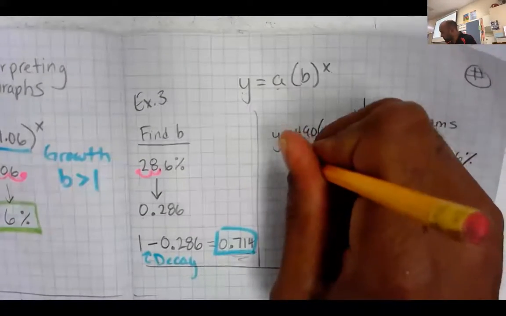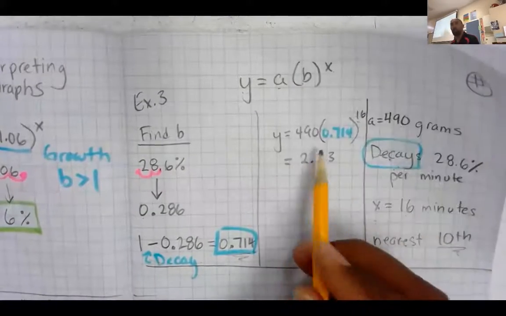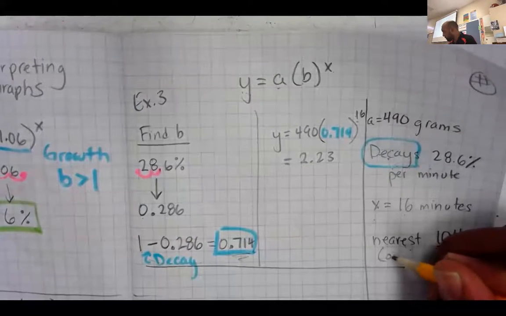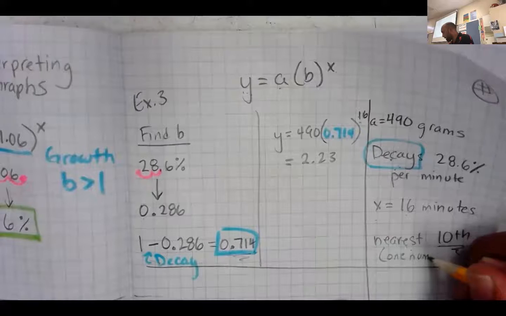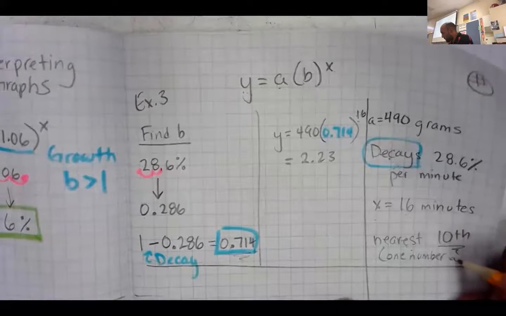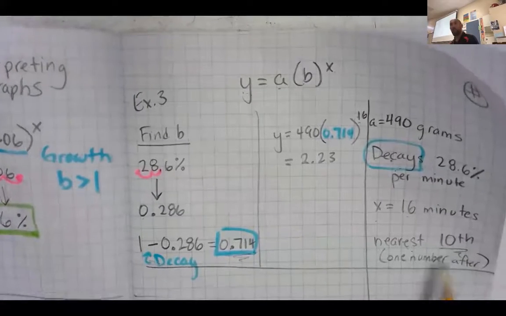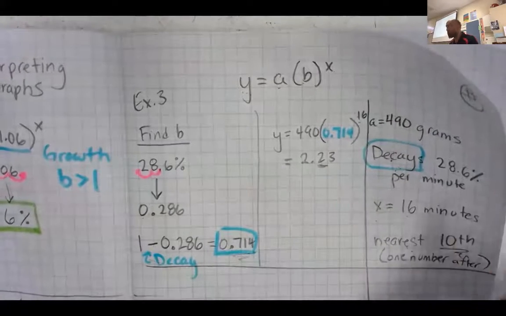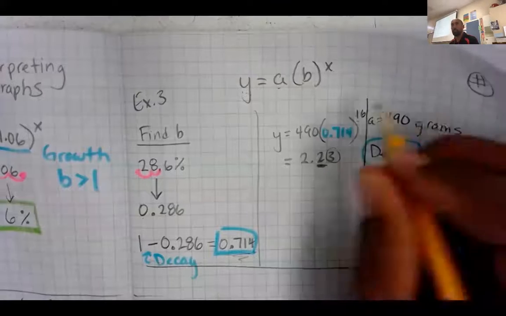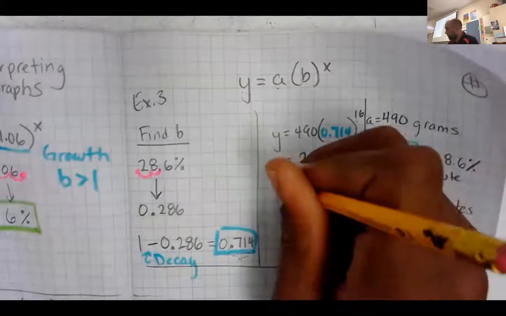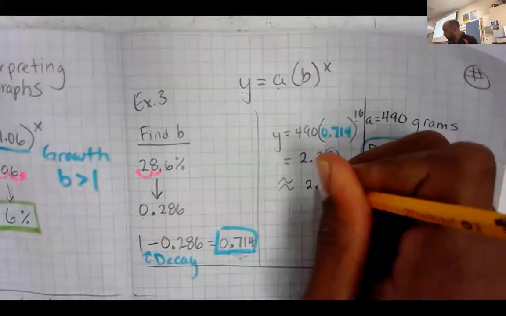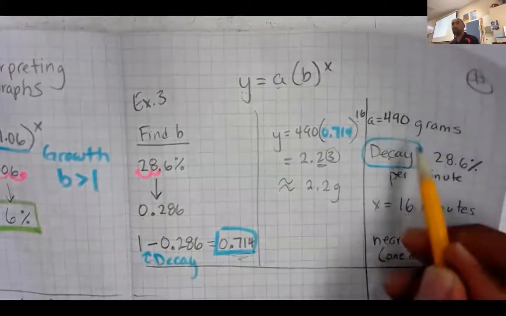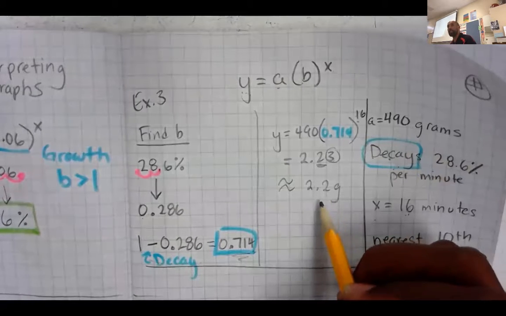So then this is equal to 2.23. Now, right, the nearest 10th, I'll say one number after. When I say after, I mean after the decimal. That means this guy is what we're rounding to, which means I need to look at the number next to it. That is not 5 or bigger. So then I would write 2.2 grams. So after 16 minutes, whatever this element is, we only got 2.2 grams of it left.